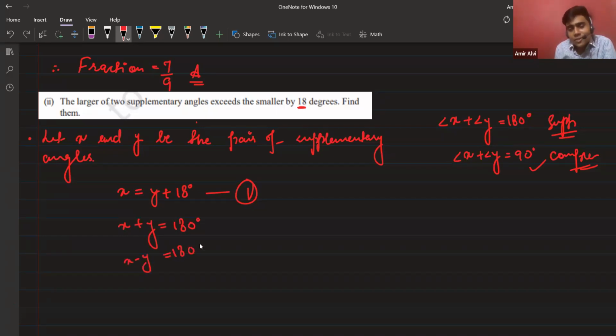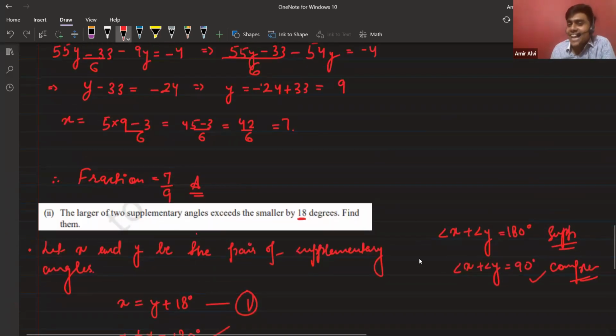X minus y is equal to 180. One is y plus 18 is equal to 180. So this is the Rehan answer, this is the Ajwad, and this is the Hiba. So this one is correct. Hiba, you are correct. The question is saying the supplementary angle. I've given you a hint here: x plus y is equal to 180 degrees.